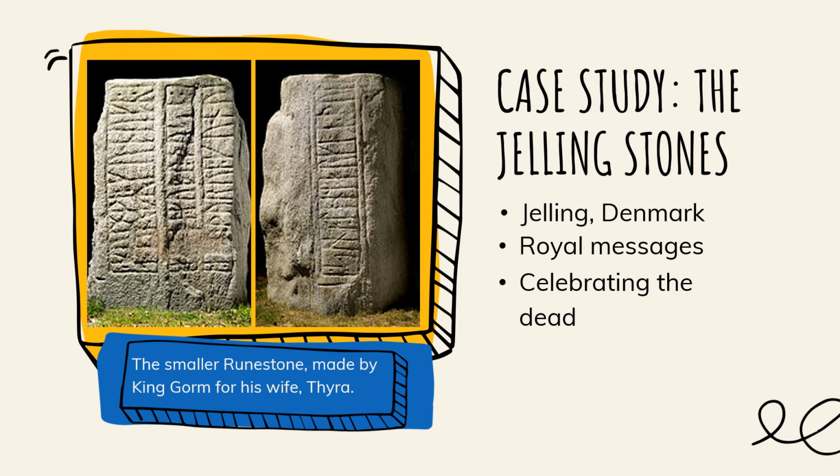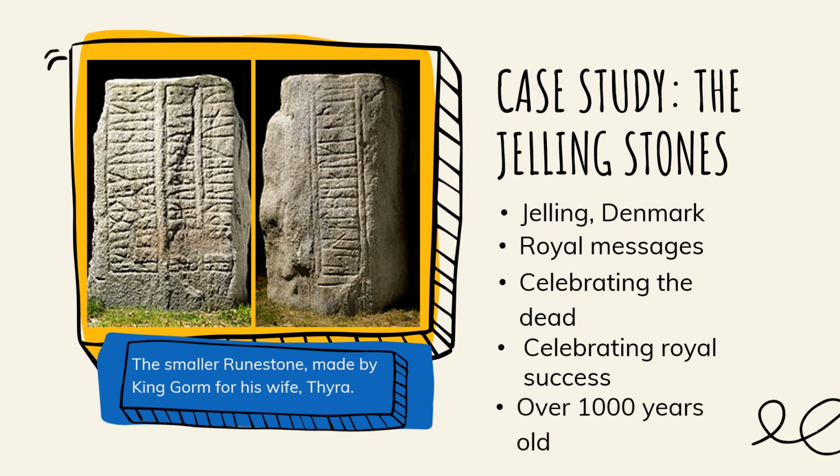The second larger one was placed many years later by his son, King Harald Bluetooth of Denmark and Norway, to celebrate the lives of his parents as well as his success in battle during his time as king. Unlike manuscripts or books that were being made at this time, these runestones have survived the elements for over 1,000 years, simply because they were made from stone and not materials like parchment or wax.